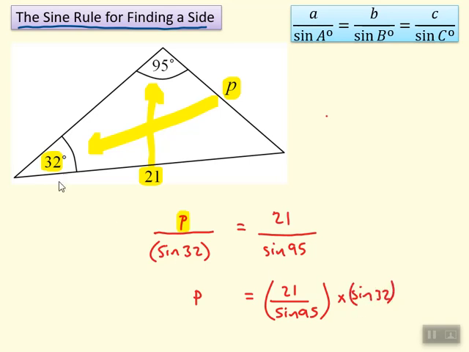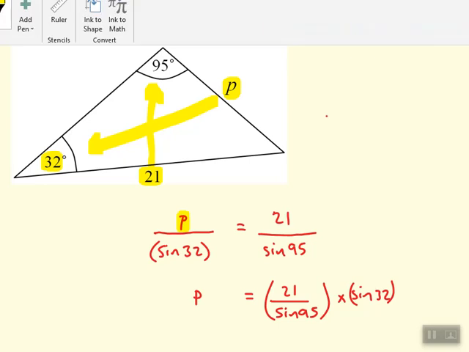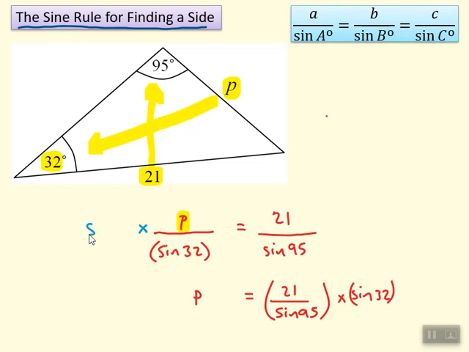So this is how long that side is. All I've done, let me pick a different coloured pen, is multiply both sides by sine 32. So that cancels that out effectively. Remember, the opposite of dividing is times, so all we've done is multiply sine 32 over. Now this is literally all I need to work out, so I'm just going to do that on the calculator.